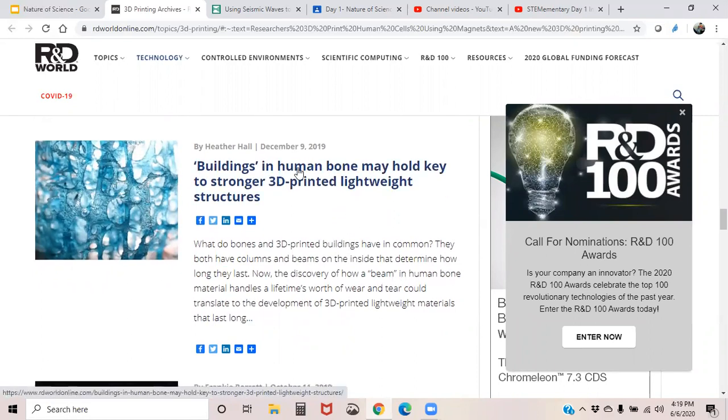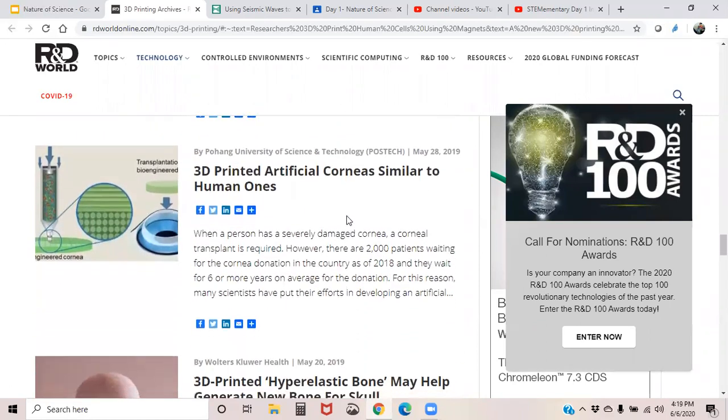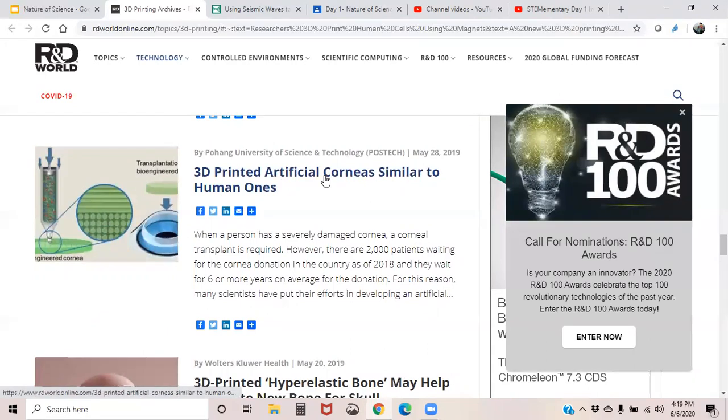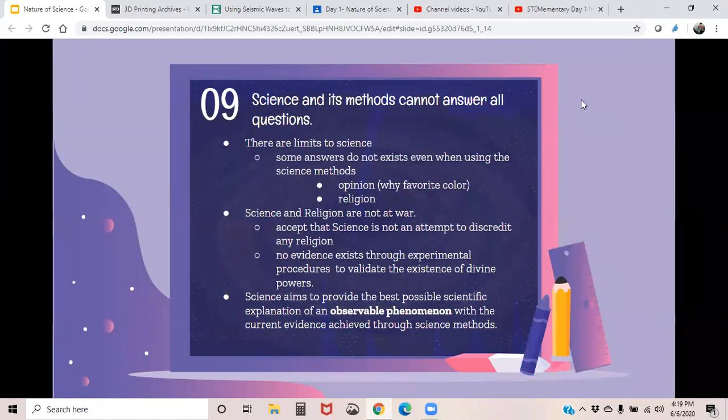Buildings in the human bone may hold a key to stronger 3D printed lightweight structures. Shape-shifting structures take the form of a face. 3D printed artificial corneas. And so, what a technology that's going to bring about new technologies for people, but also science is being performed with this technology to make those technologies possible.